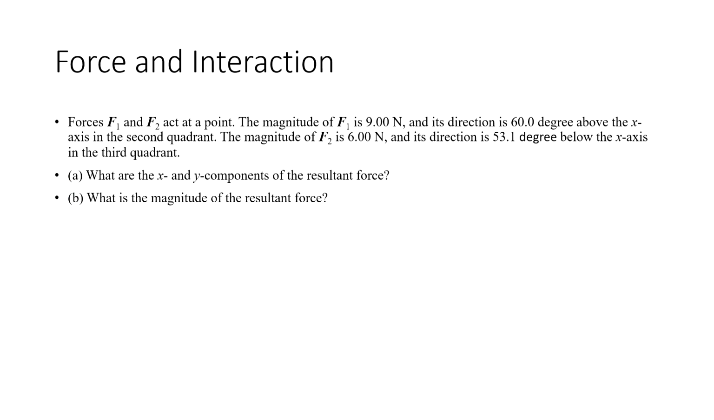Now one more problem for you as homework. Forces F1 and F2 act at a point. The magnitude of F1 is 9 Newton. Its direction is 60 degree above the x-axis in the second quadrant. The magnitude of F2 is 6 Newton, and its direction is 53.1 degree below the x-axis in the third quadrant. What are the x and y components of the resultant force? What is the magnitude of the resultant force? So this is not a Newton's first law problem. This is actually simply to find different components of forces and to add them. So can you solve these two problems in your notebook and find the answers?